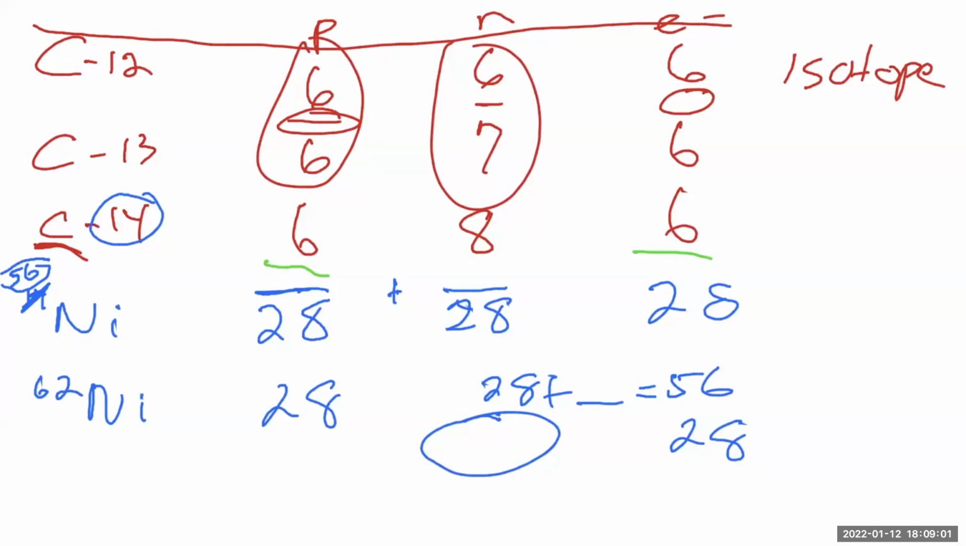$36. 30, 34. 34, right? 12, yes. 62, 34.